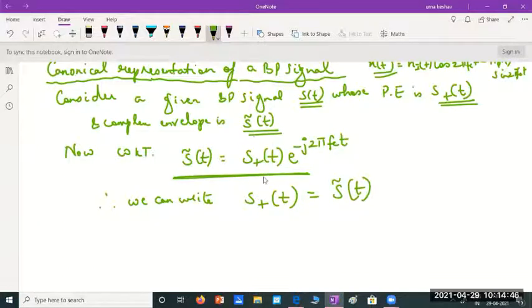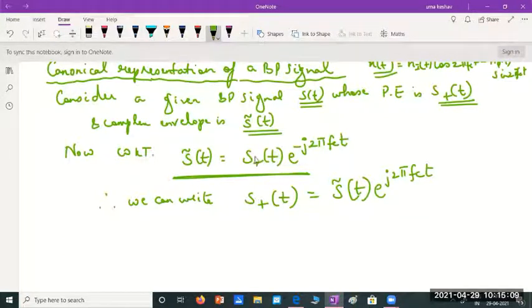I want to isolate this pre-envelope. So what should I do? Multiply the equation throughout with e power plus j2 pi fct. What would happen then? The left hand side will become s tilde of t into e power j2 pi fct.